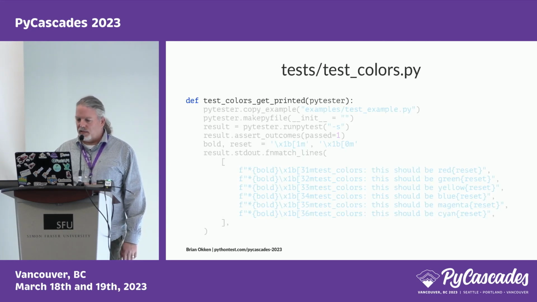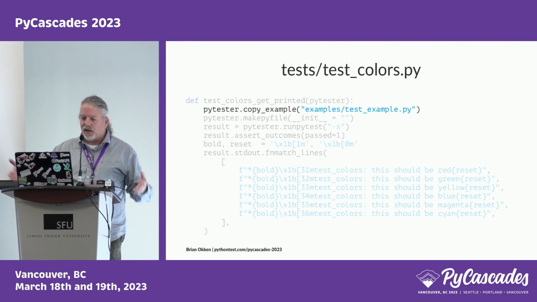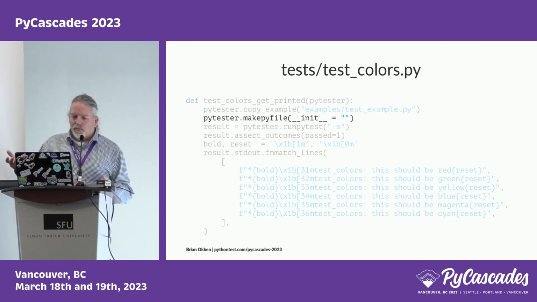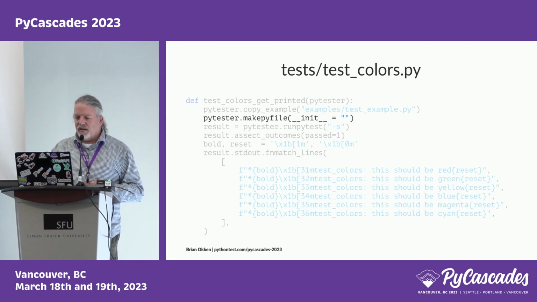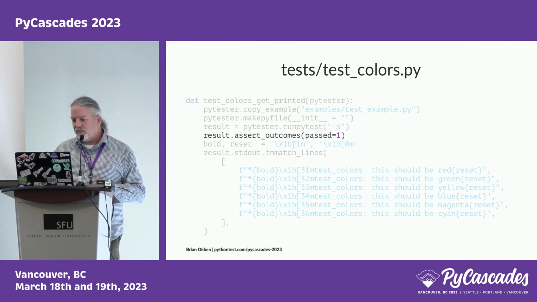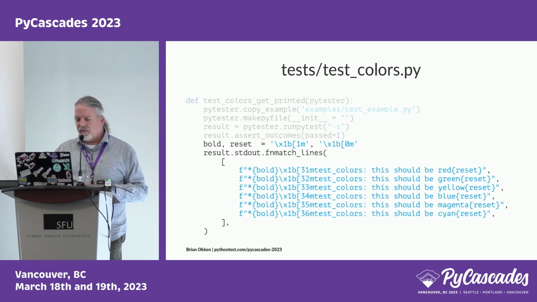Like I said, I'm using pytester. Pytester has a whole bunch of cool features like copying. You can copy files, and I'm copying the example into a temporary directory to run. You can make Python files with it. I'm here creating an empty __init__.py file. I'm running pytest with the -s so that I can see the output. I can check the output to make sure everything's passing, but you can check for failures or skips or whatever. And then I'm actually checking for all these ASCII codes now to make sure the output's correct.